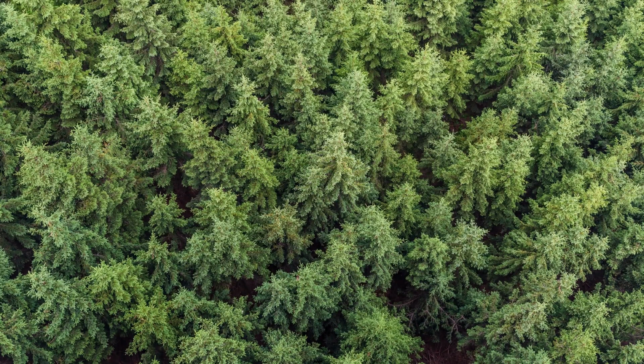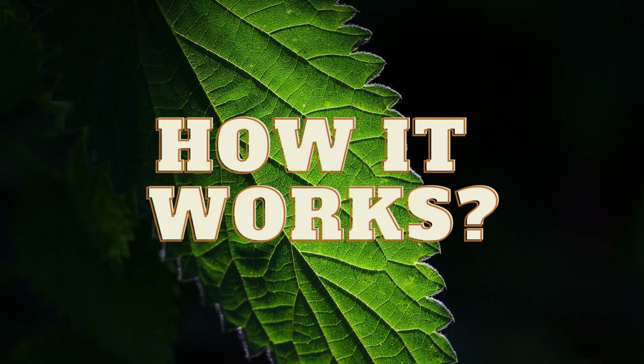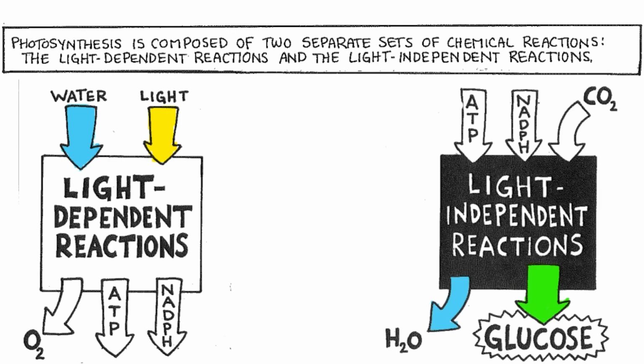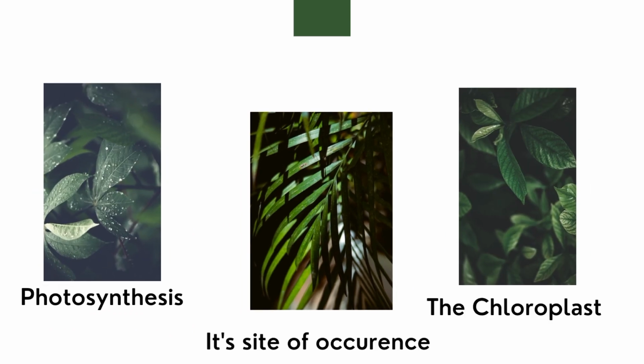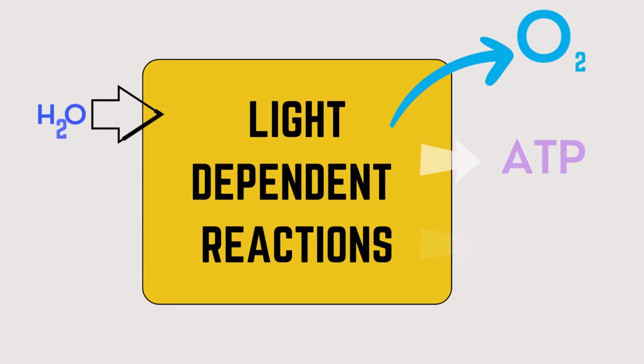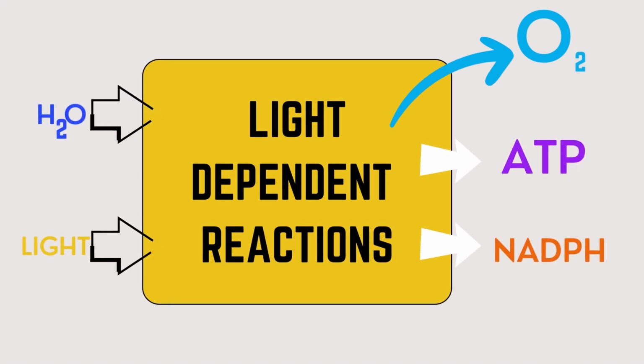Let us talk about photosynthesis and its processing, how photosynthesis works. So photosynthesis is composed of two separate sets of chemical reactions. The first is known as the light-dependent reaction and the second is known as the light-independent reaction. This was the first part of this trilogy. Here we talked about photosynthesis, what photosynthesis is, where it occurs, and some details about the chloroplast. In our next video, we will talk about the first component of the photosynthetic reactions, the light-dependent reactions.